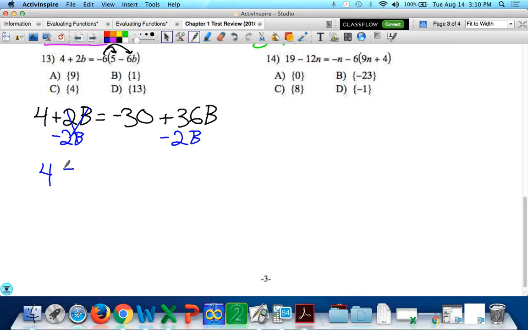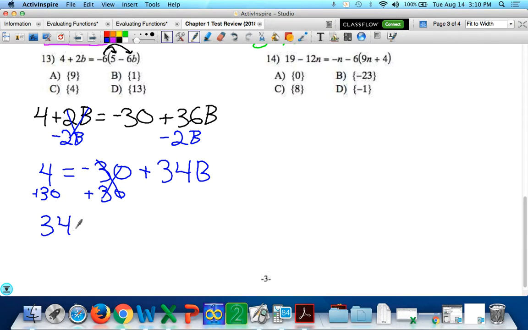So on my left side, I have 4 equals negative 30 plus, this is now 34b. Next, we've got to get the numbers onto the other side. So we're going to add 30 to both sides. Always opposite operations. Negative 30 gets canceled out by adding 30. On the left side, we have 34. On the right side, we have 34b. Don't be lazy with your variables. Always write them down. Divide by 34, divide by 34.